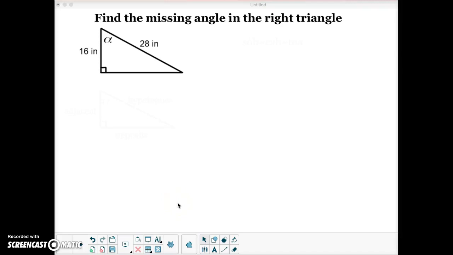This is going to be a video to help you find the missing angle in a right triangle. Now, in order to do that, I'm going to use one of the three trig functions that we've learned. And we remember those trig functions with the phrase SOHCAHTOA.